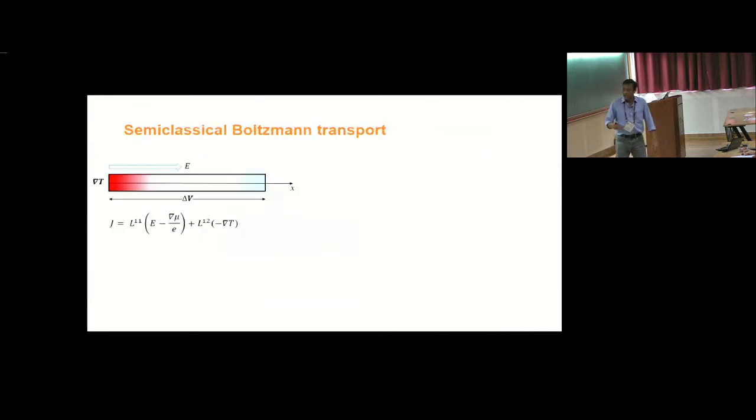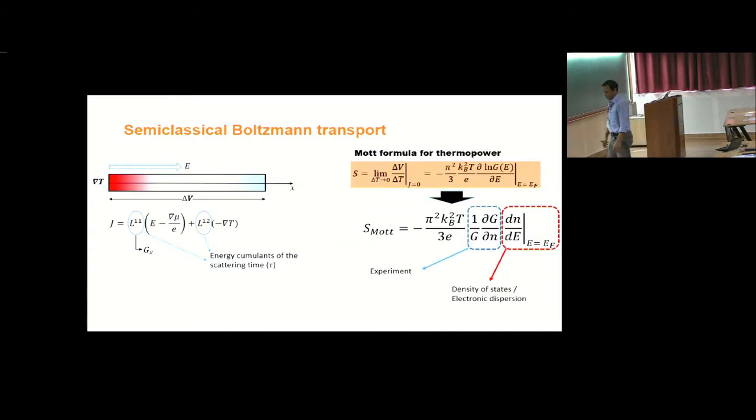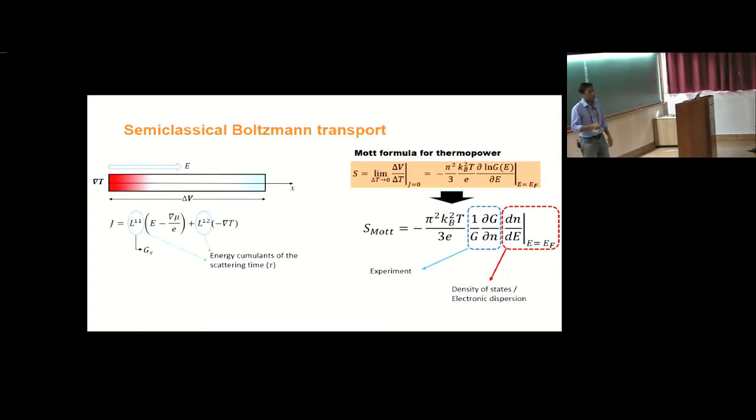Okay. However, if you take the diffusion part of the thermopower, any standard textbook will give you a very nice semi-classical Boltzmann transport description. You have electrons moving from one end to the other. The total current is determined by the gradient of temperature and the electric field, which can be connected together, leading to one of the celebrated expressions of thermopower in condensed matter physics, which is called the Mott thermopower or Mott formula.